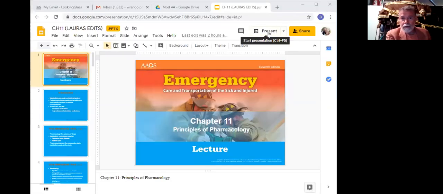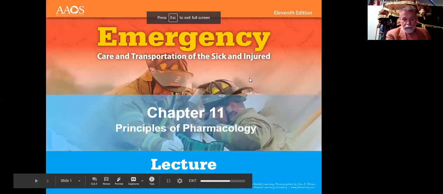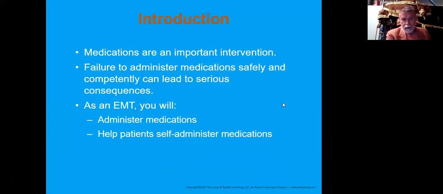So we're going to start a presentation on pharmacology, give some explanations of some of the things you're likely to see as an EMT. Now, medications are important interventions, obviously. There's an example such as anaphylaxis, where we have to administer epinephrine. There can be any number of medications which your medical director has approved you to use.